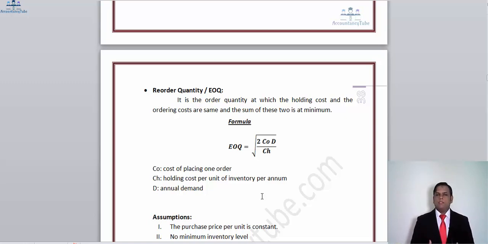Now one thing that needs to be cleared here is that at the EOQ level, the economic order quantity level, the holding cost and the ordering cost figures will always be the same. This has been examined frequently, and most students fail to take this into account. We will be going through an example also in this regard, in which you will get a better understanding and a clear picture about it. For now, you need to know that at the EOQ level, the holding cost and ordering cost are the same, and the sum of these two figures is at minimum.